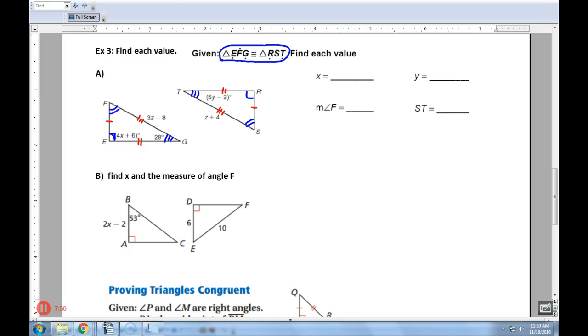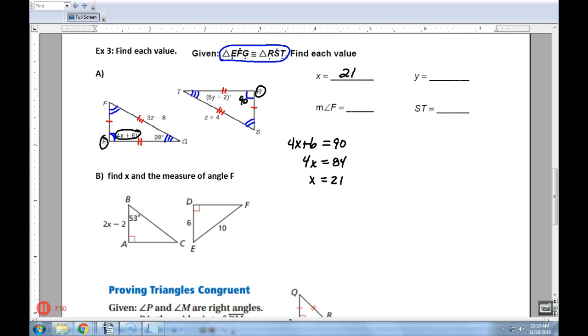So let's try to solve for X. X is right here, and that's angle E. So since angle E and angle R, which we know is 90 degrees, I know that 4X plus 6 has to equal 90 degrees because these two angles correspond to each other. So I set them equal, and I subtract 6 from both sides. And then I divide both sides by 4, and I'll get X equals 21.